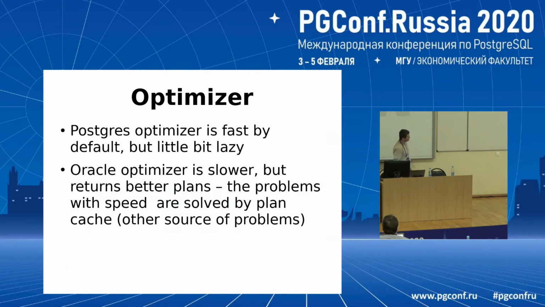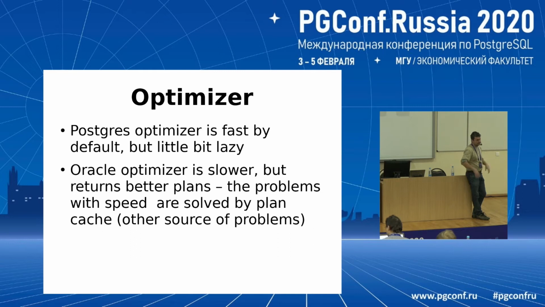Another issue is the optimizer. The optimizer is configured differently in Postgres than in Oracle. The Oracle optimizer is very rich, but very slow. But it's not too big a problem because Oracle uses a plan cache, and Postgres does not have a plan cache. So the default configuration of the PostgreSQL optimizer is different. The Postgres optimizer is faster, but it's a little bit lazy. It doesn't do all the necessary work.